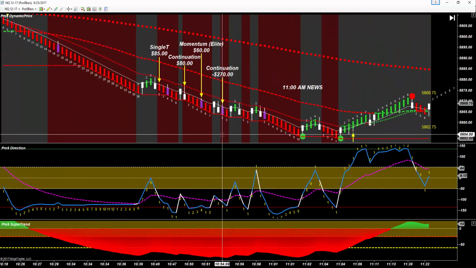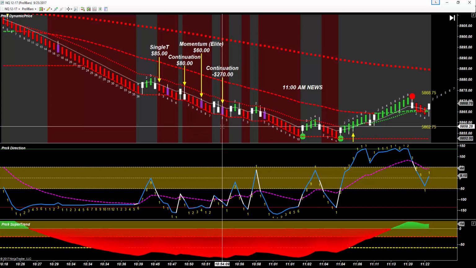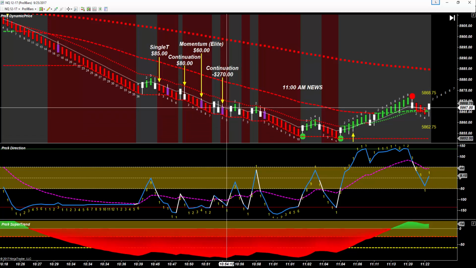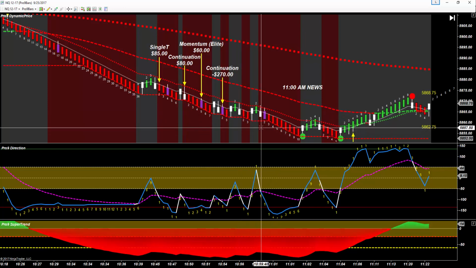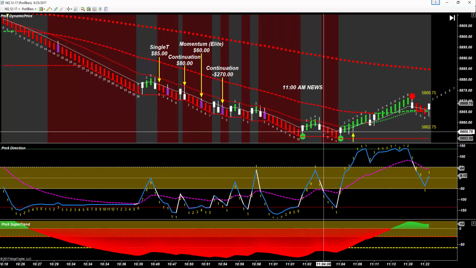Then we do have a continuation short. This one unfortunately does go against us. We can, however, adjust our stop from 22 ticks to 18 ticks as the trade has moved 4 ticks in our favor. There is 11 a.m. news, which will keep us out of a second continuation trade that would have gone against us, followed by this continuation as well as this single T here.